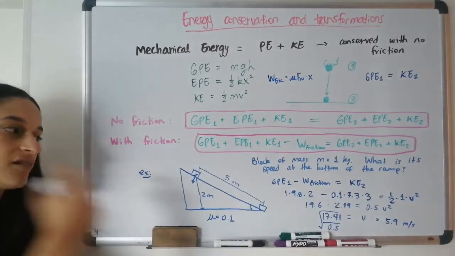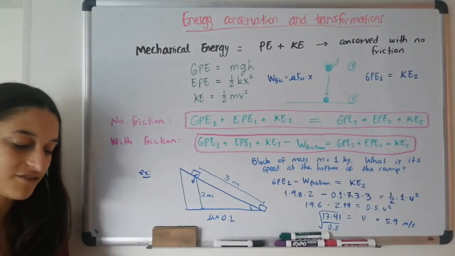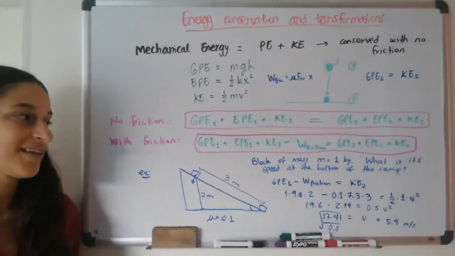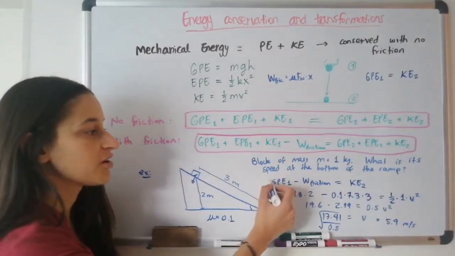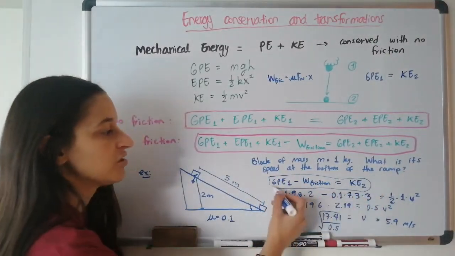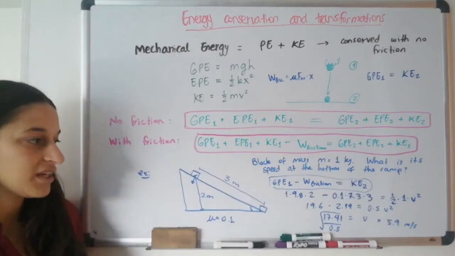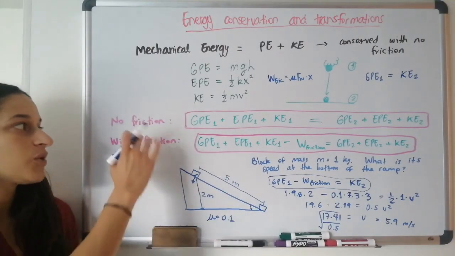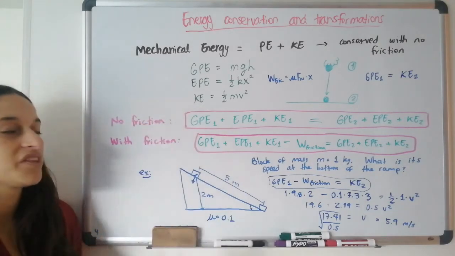So we got the speed of the block at the bottom, and we didn't have to use acceleration or our equations of motion or anything that complicated. We just needed to plug all the values into our equation, depending on what there was at the beginning and at the end. So that is basically how to use the equation with friction and without friction.